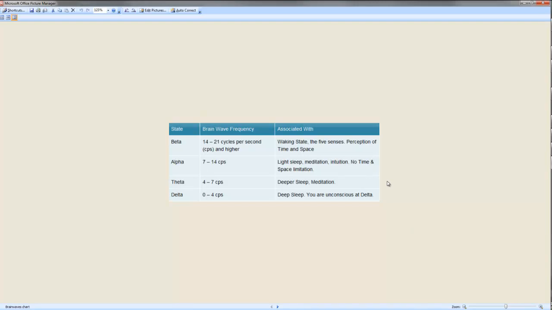And each brainwave has a frequency. Now, we spend most of our time in beta, which is 14 to 21 cycles per second. It's the waking state where we are more engaged with the 5 senses: hearing, seeing, feeling, tasting, and smelling. Perception of normal time and space.